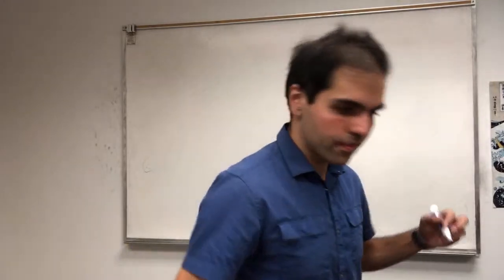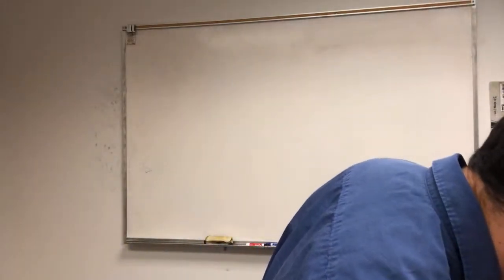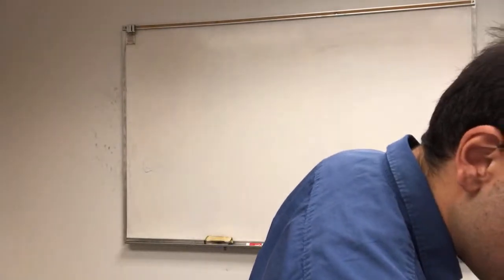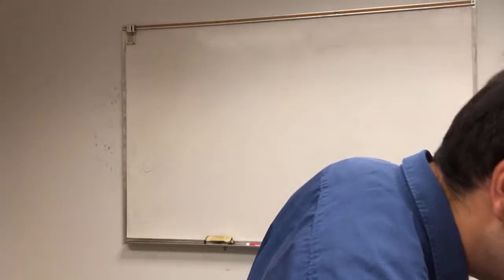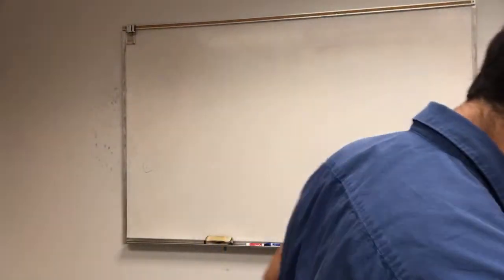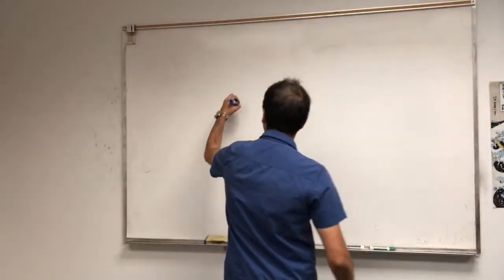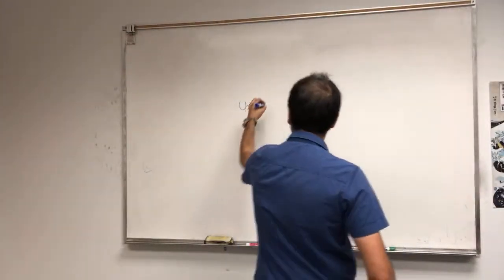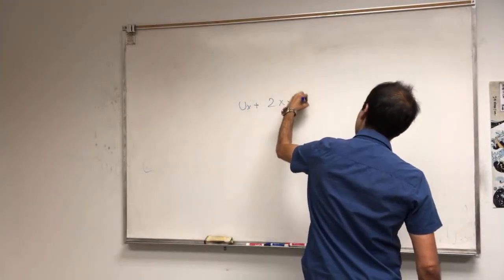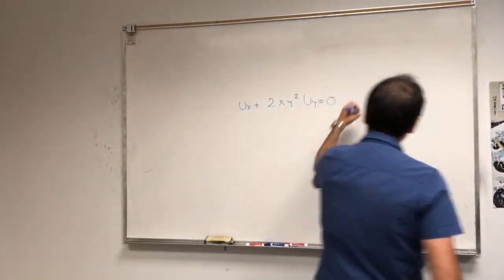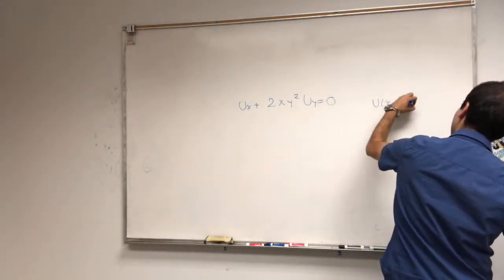Which number do you mean? I guess you mean number 6 in 1.5, this one. Okay, but yeah, let me solve this. I think it's easier to be solved and explained. Yeah, 1.5 number 6. Okay, so let's do u_x plus 2xy squared u_y equals 0 with this Dirichlet condition, u(x,0) equals phi of x.